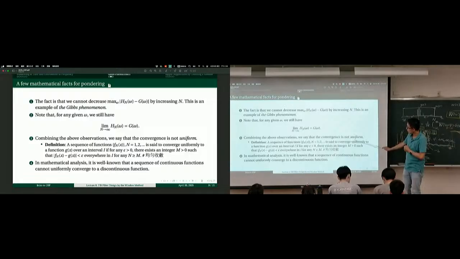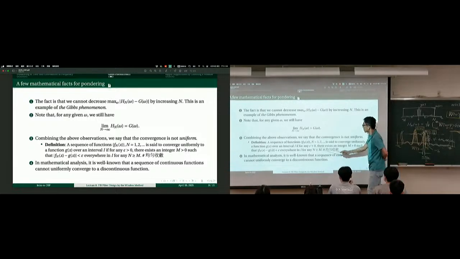Okay, but we can mitigate this conflict by a careful definition. And now here comes the definition. I want to share with you what it means for a convergence to be uniform. So what's the definition? The definition is written right here. Let me read it first.